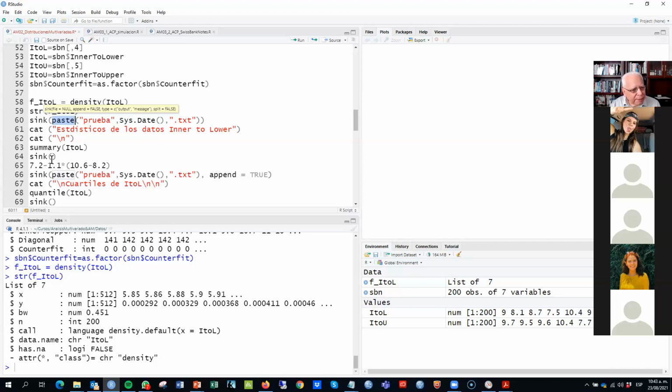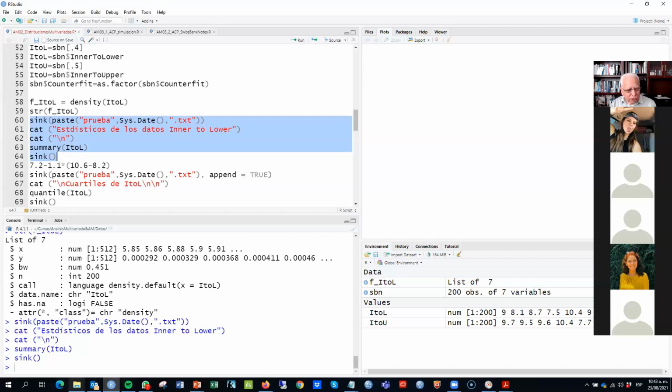So I'll do it here. What's going to happen is that the result of this function cat is going to go to that file. I add a line, \n is a new line, summary, and I'm sending the summary, and I'm going to say sink. I'll run all these lines.